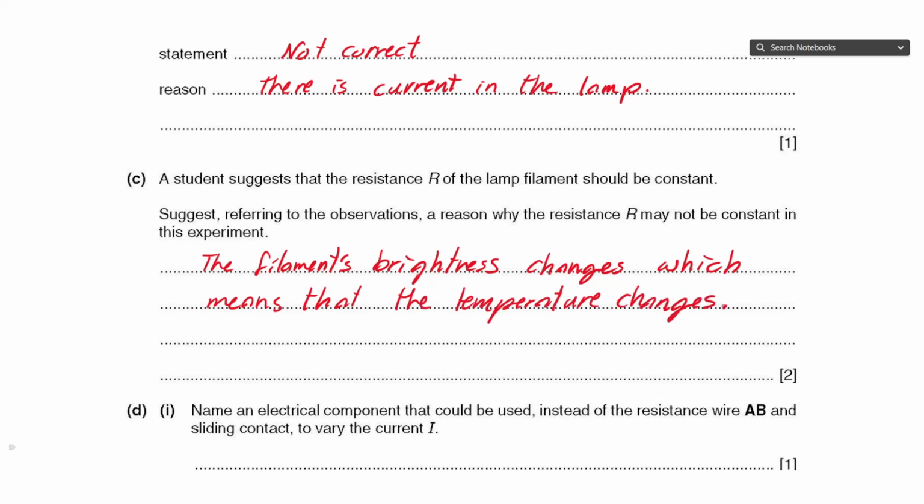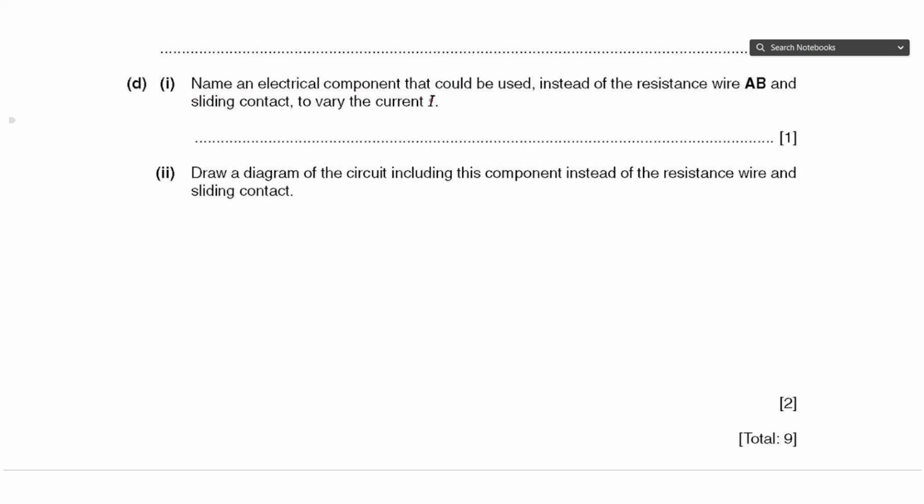Part D I says name an electrical component that could be used instead of the resistance wire AB and the sliding contact to vary the current. To vary the current, we have a variable resistor. Double I says draw a diagram of the circuit including this component instead of the resistance wire and the sliding contact.